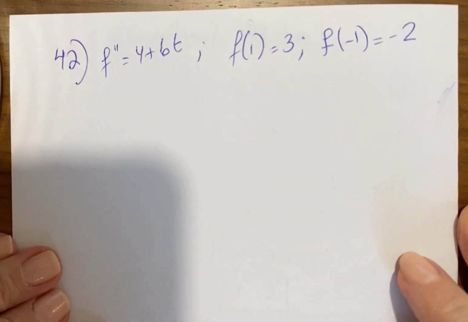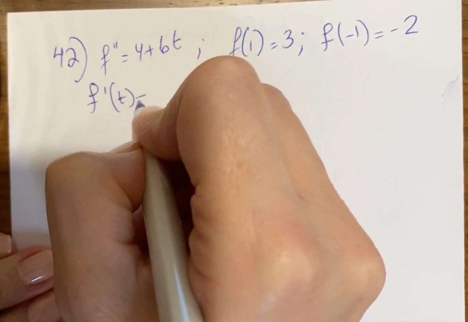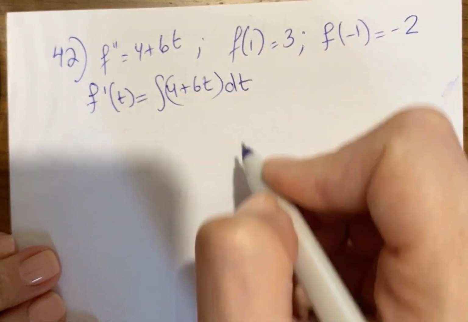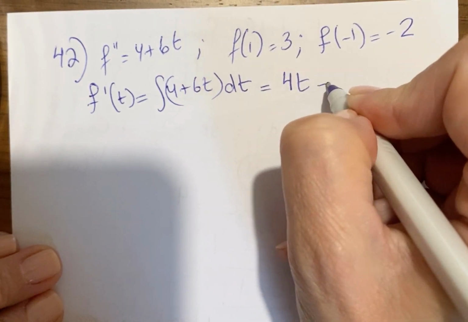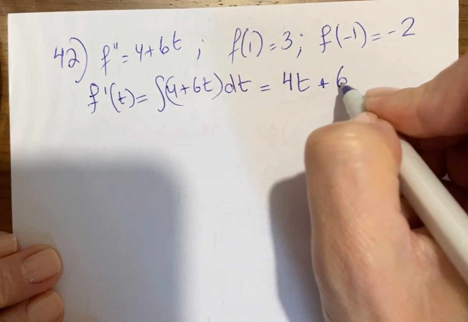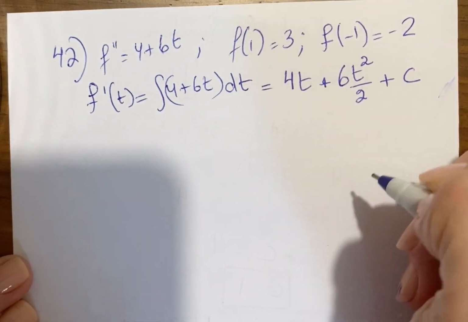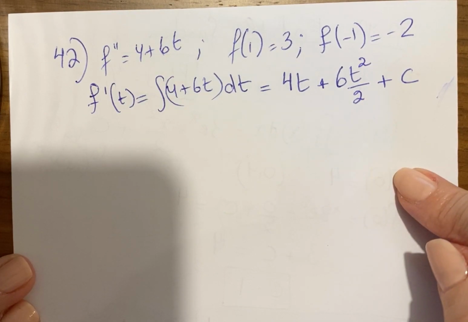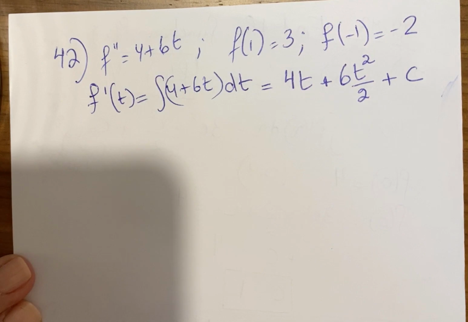Now in this scenario, I try finding the first derivative. The first derivative is the antiderivative of this, the integral of this. Now what is the variable? T. What's the antiderivative of 4? 4t. The antiderivative of 6t is 6t to the power 1 plus 1, 2, over 2, plus a constant. Can I find the constant now before going backwards one more time? I don't have a condition on f prime. So I cannot find f prime now directly.